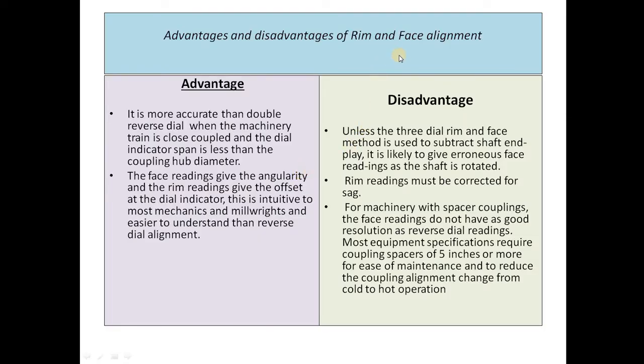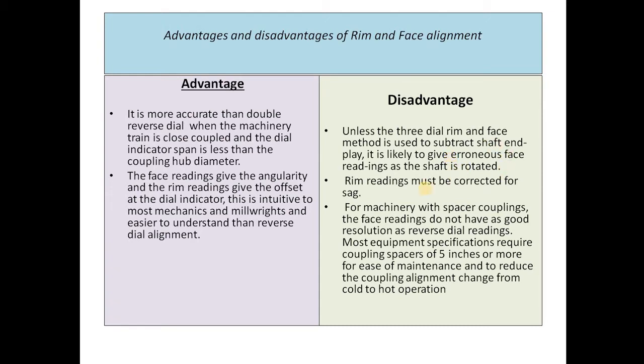What is the advantage of the rim and face alignment method? This method is more accurate, and the millwrights or technicians can visualize the misalignment, visualize the position of the shaft, seeing the readings of angular misalignment and offset misalignment, and do the correction correctly. But the disadvantage is we have to install 3 dial gauges, so all the dial gauges will be very close to each other. Your tools can touch the dial gauge and the reading may get disturbed.